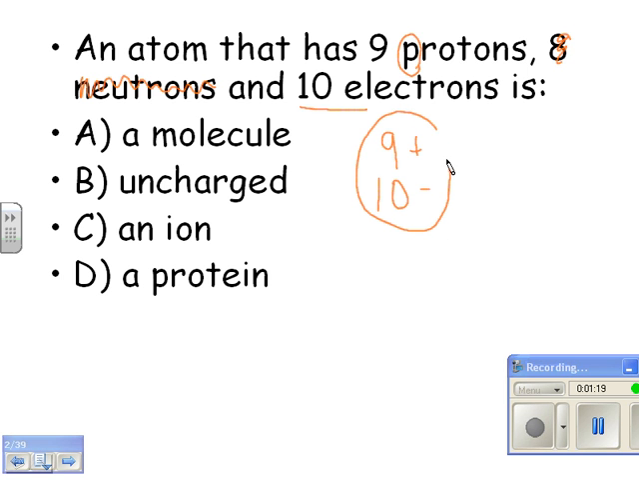So if you take 9 plus and 10 minus, and you balance out each one, you're going to balance one of these with one of these, one of these with one of these. They'll neutralize each other. In the end, you're going to actually have one leftover negative. So that will have a -1 charge. Anything with a charge is an ion.